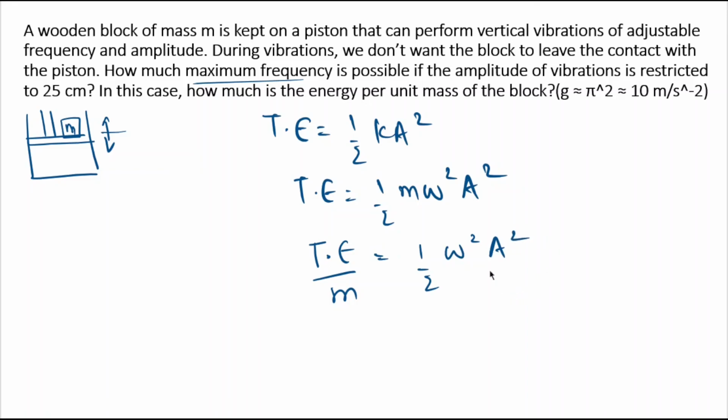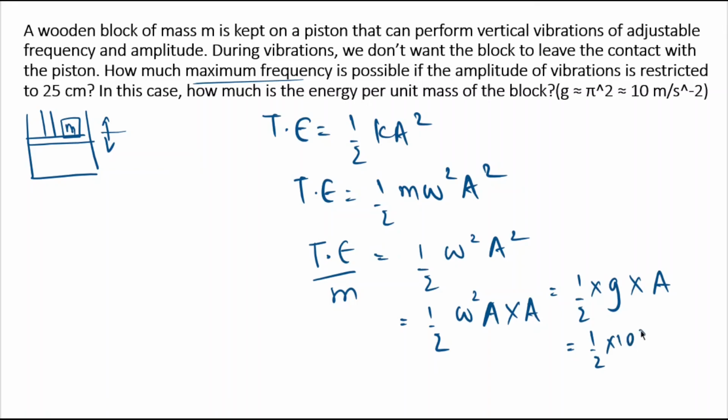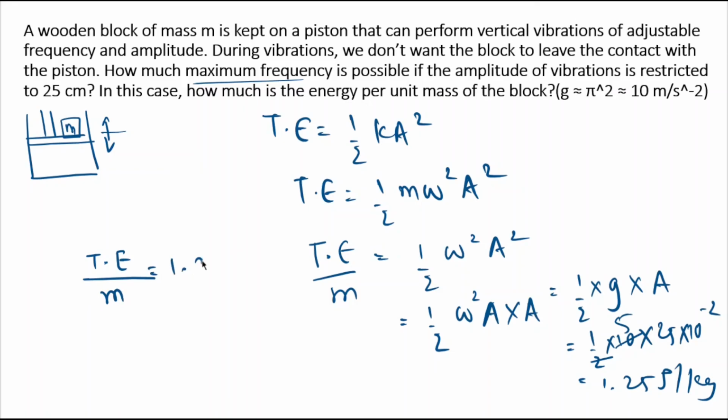Now from the previous part of this question, we know that omega square A is equal to g, so we can write this as half omega square A into A, which will give us half into g into A, and g is pi square, which is to be taken as 10. So half into 10 into A, which is 25 into 10 raised to minus 2. So 2 ones are 2, 2 fives are 10, and 5 into 25 is 125, and 125 into 10 raised to minus 2 is 1.25. So this comes out to be 1.25 joule per kg. That is, the total energy per unit mass is equal to 1.25 joule per kg.